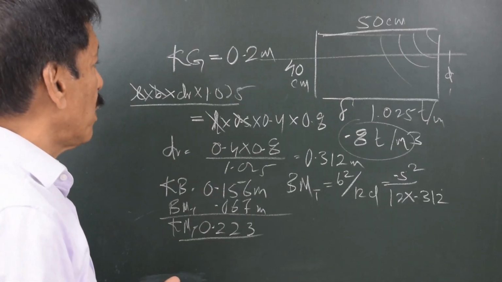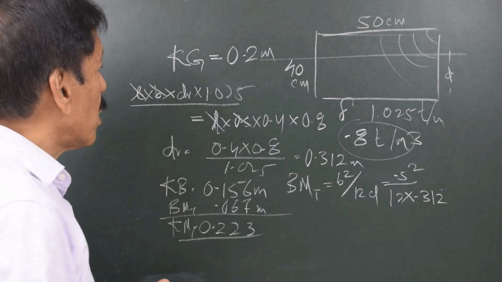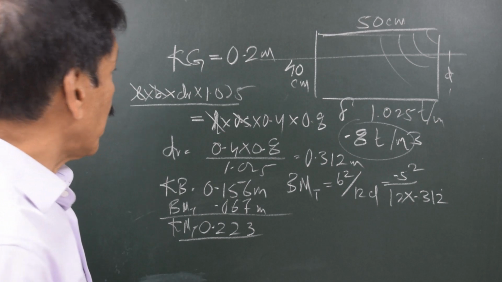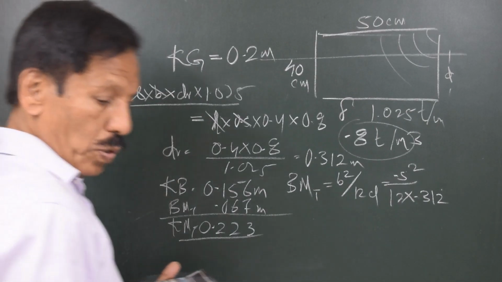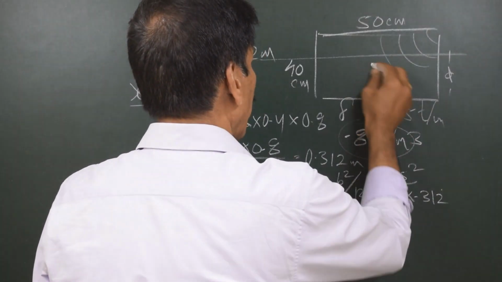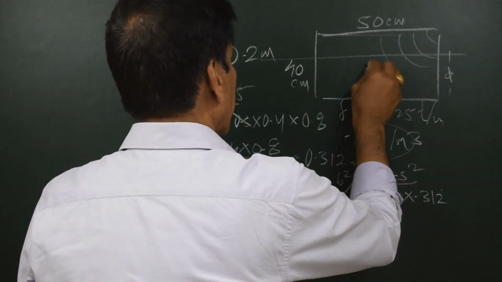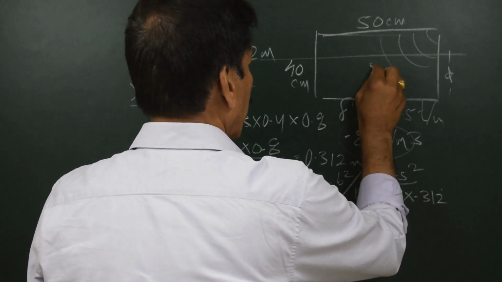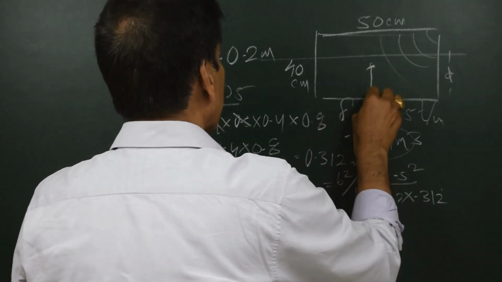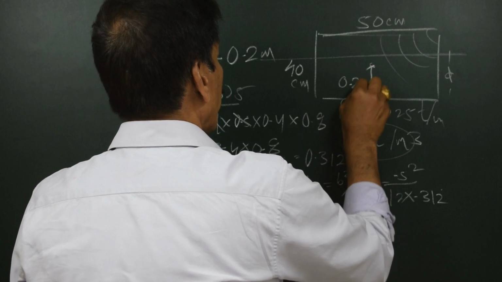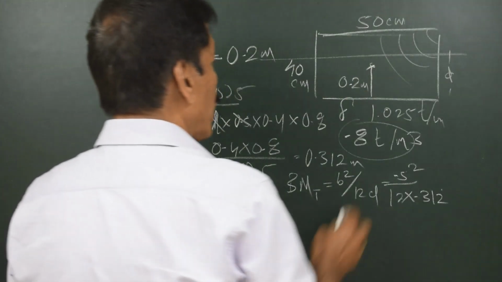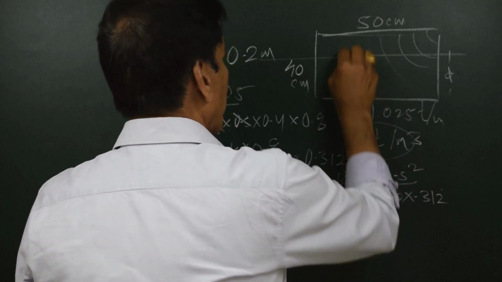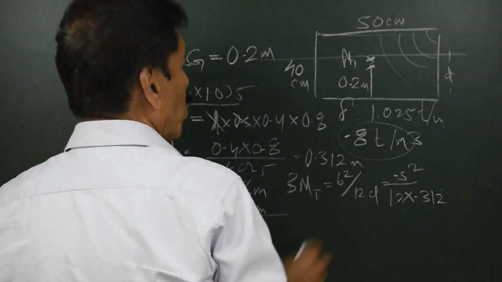KG of the log is 0.2 meters. So in this diagram we would say that the center of gravity is somewhere here, right? Now the draft is 0.312, center of gravity is halfway. This distance is 0.2 meters, and 0.223 is the metacenter. That means if we want to imagine where is the metacenter, it is 0.223.